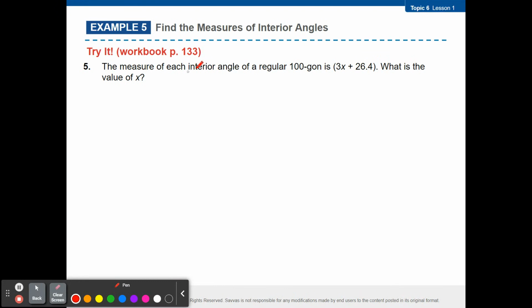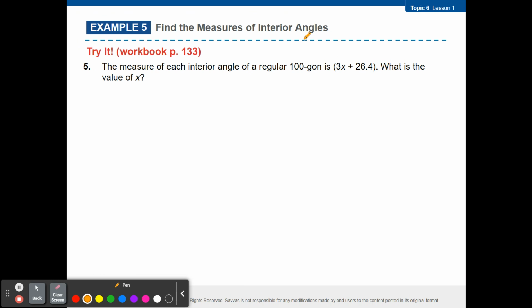All right, so it says the measure of each interior angle of a regular 100-gon is 3x plus 26.4. What is the value of x? All right, guys, stick with me. We're almost done. Now, the first thing, I see regular here, and I'm automatically thinking corollary, but what's the difference here? Do I need to find that angle measure? No, they already kind of gave it to me, right?